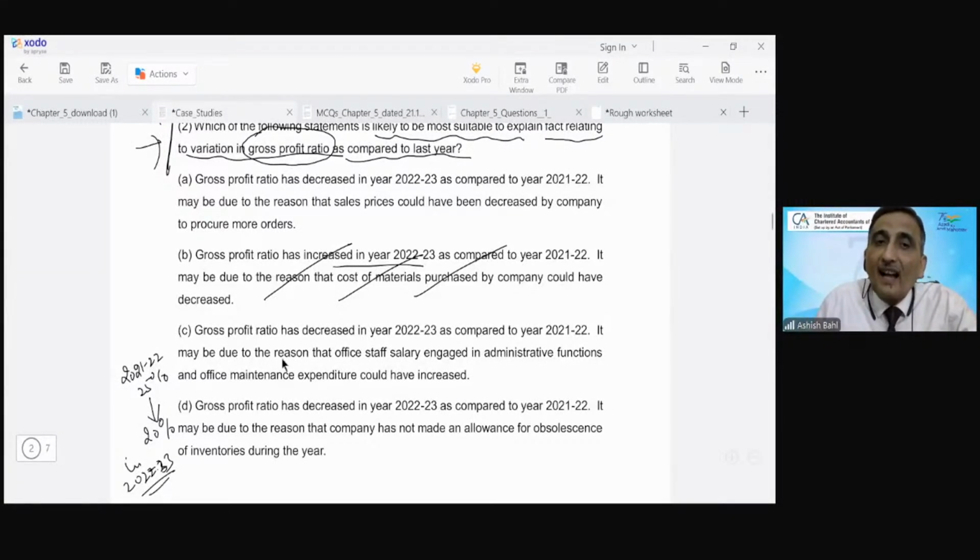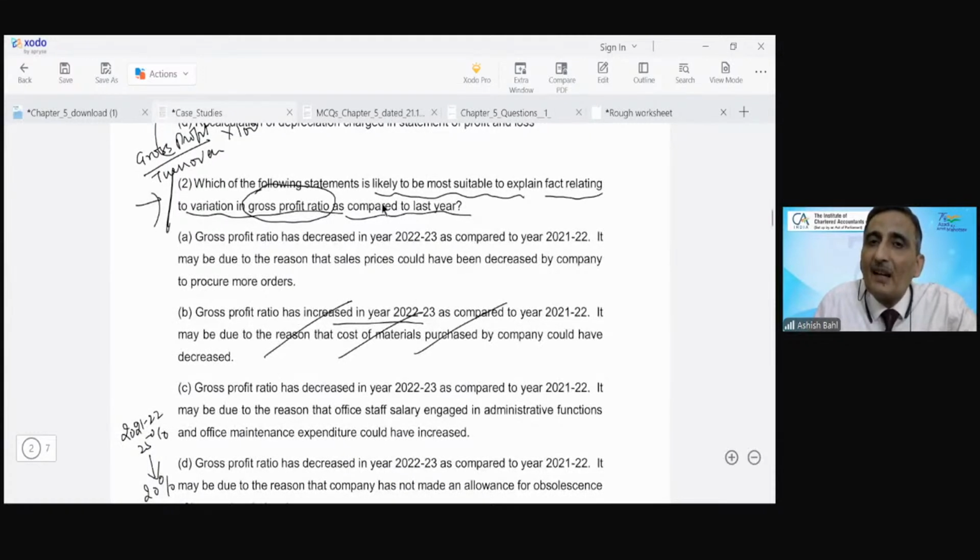Now the question is asking which of the following statements is likely to be most suitable to explain the fact relating to variation in gross profit ratio as compared to last year. It is asking what could be the most suitable reason for explaining this variation in gross profit ratio. So you know how the gross profit ratio is calculated, gross profit upon sales. You know the meaning of gross profit also. So tell me which of these options is most suitable.